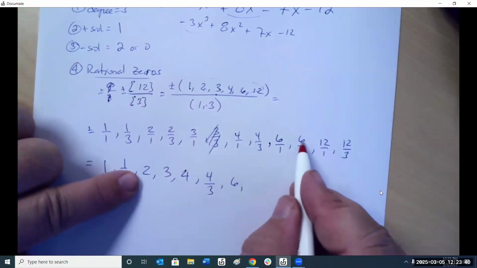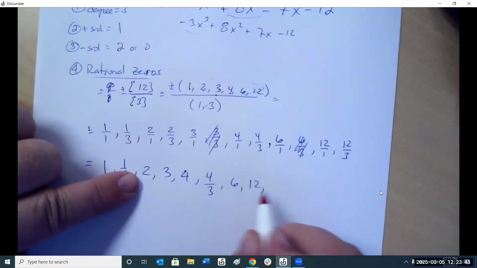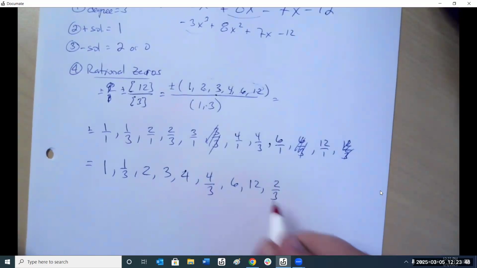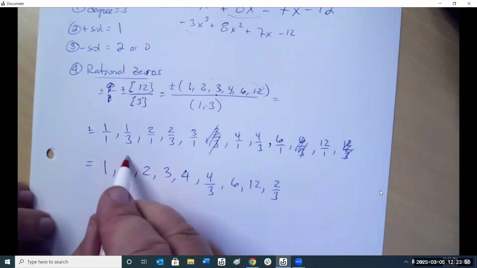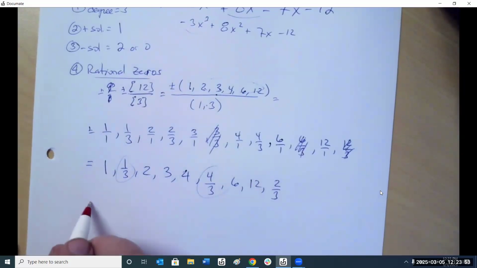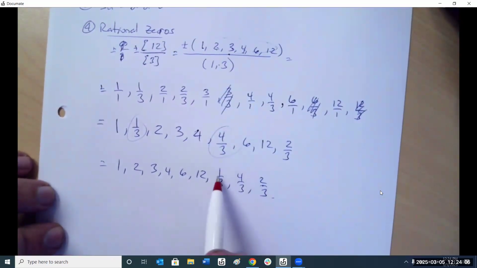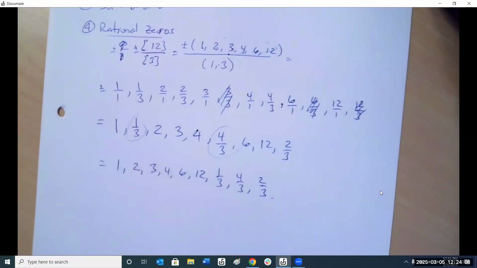6 over 3 is 2. I already got that. 3 over 3 is 1, 12 over 3 is 4. I already got that. Yeah, so typically I put my fractions in the very back. We have 1, 2, 3, 4, 5, 6, 7, 8, 9 times 2. We have 18 possible answers to go through. Everybody okay so far?